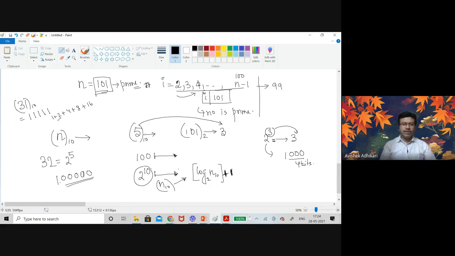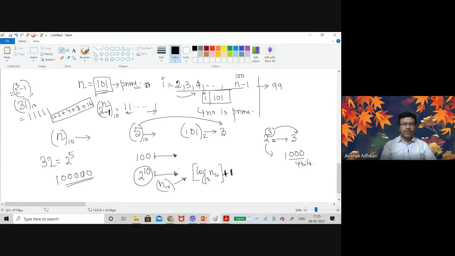Is it 31? 31. Very good. So in general, 2 to the power n minus 1 in decimal is the same as n consecutive bits. How many bits? You can check how many bits. So it is 31. This is 2 to the power 5 minus 1.